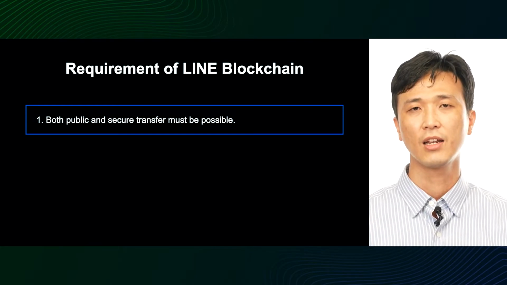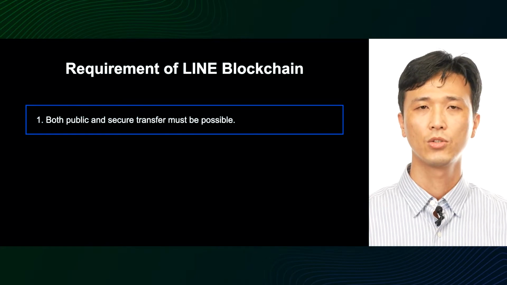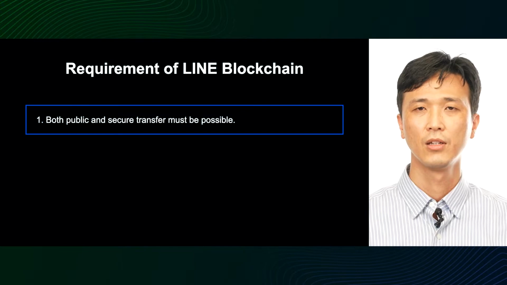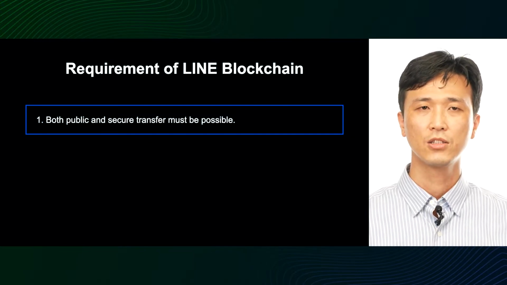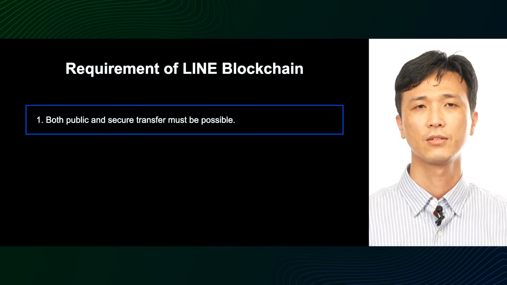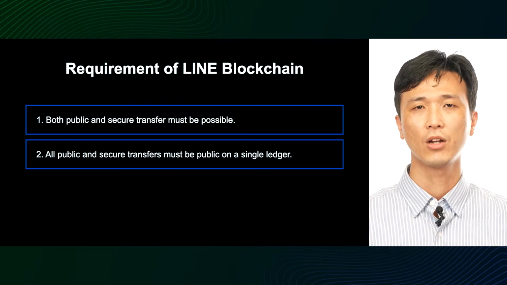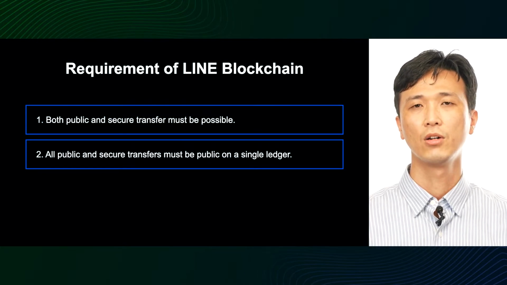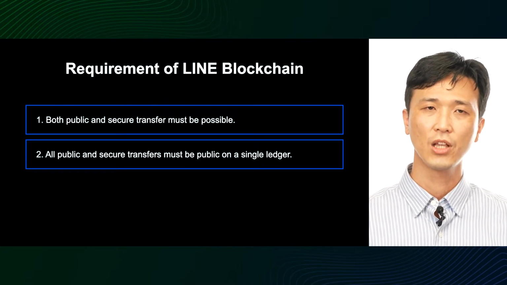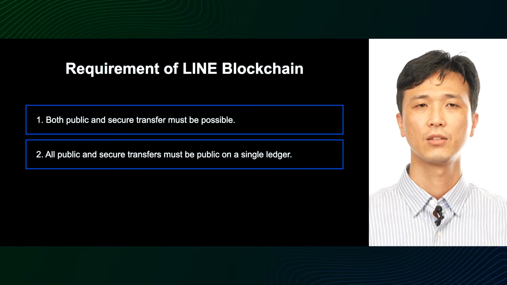First, both public and secure transactions have to be possible. So most transactions are open transactions that have already been implemented, and all of the senders, receivers, and transaction amounts are disclosed. But special services or special transactions should be able to make secure transactions. Second, all public and secure transfers must be public on a single ledger, and all nodes should have the same ledger.